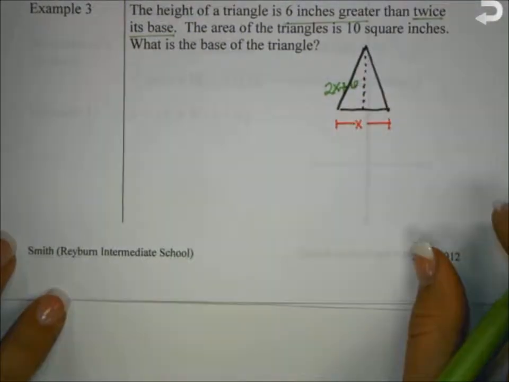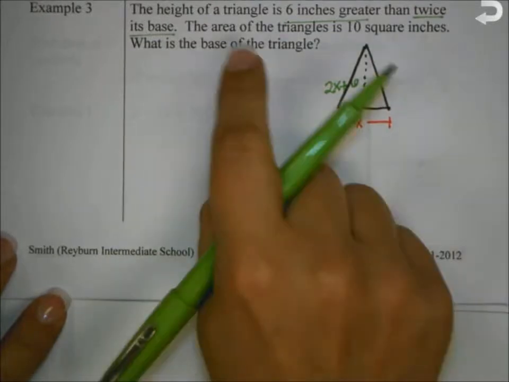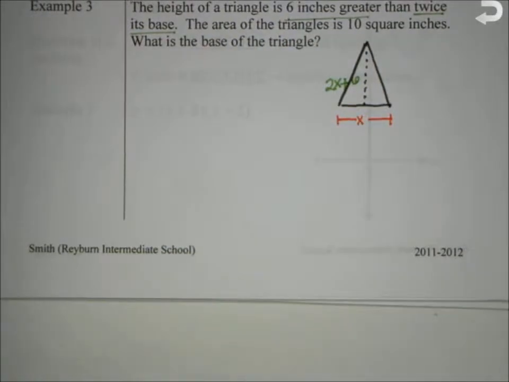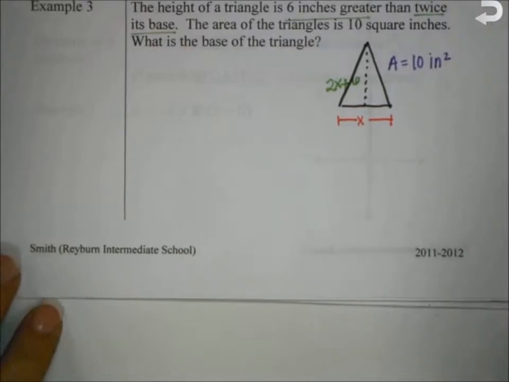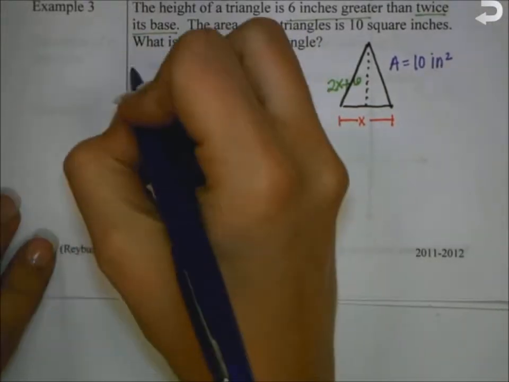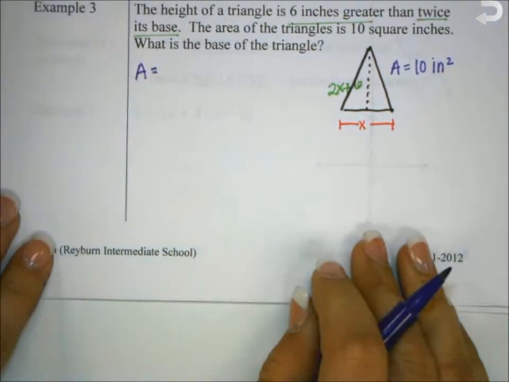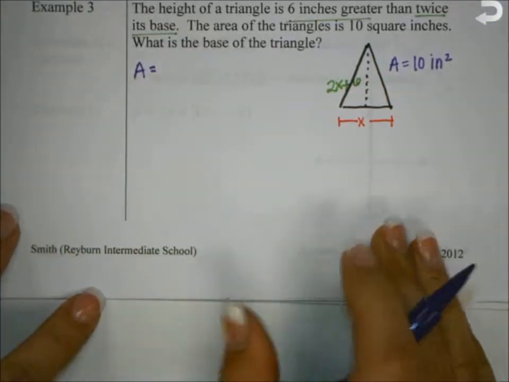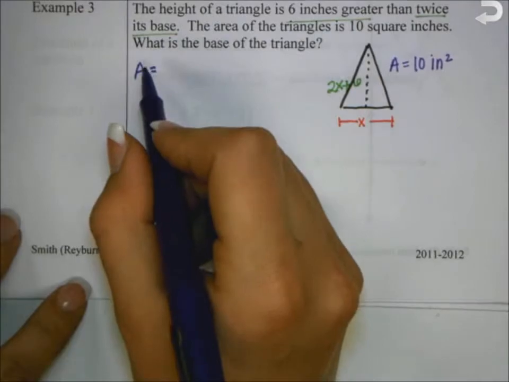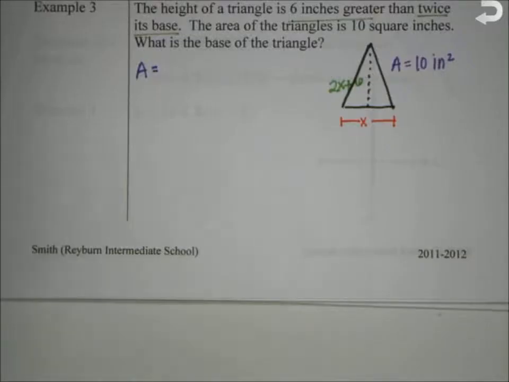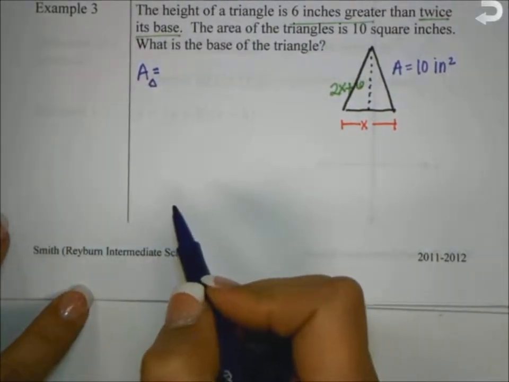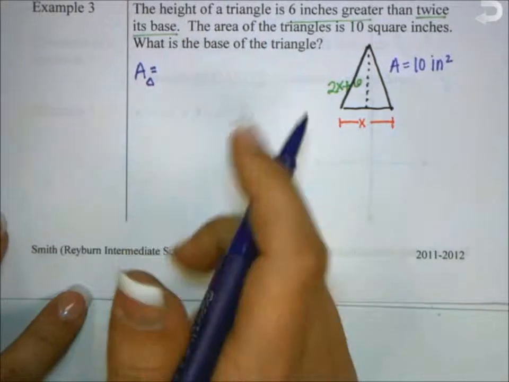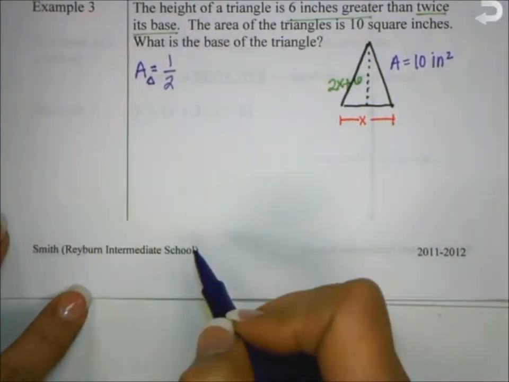The area of the triangle is 10 square inches. So area equals 10 inches squared. Who remembers what the area of a triangle is? What is the area of a triangle? Not this triangle, any triangle. One half times base times height. That's something we should know, right?